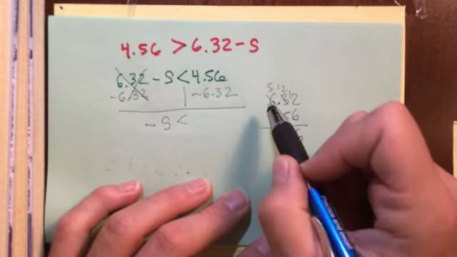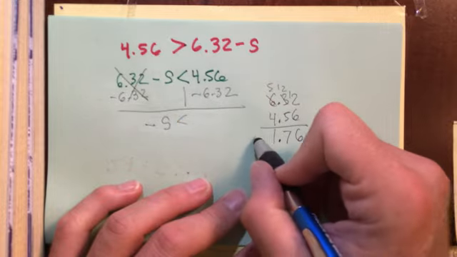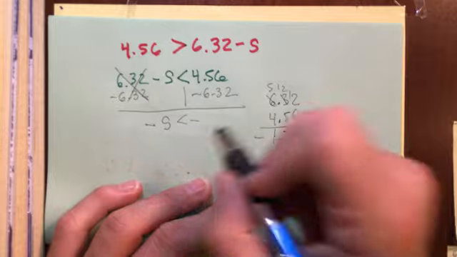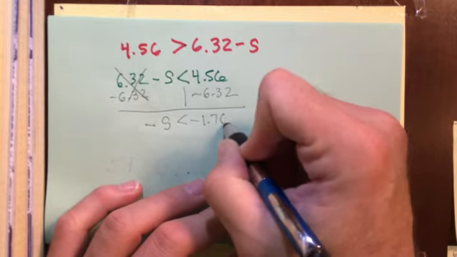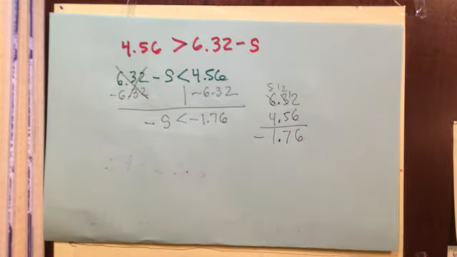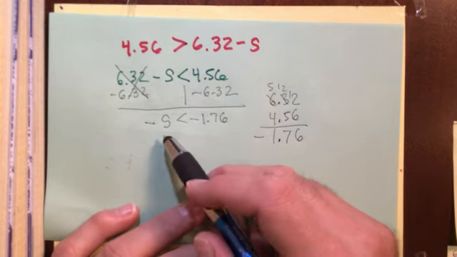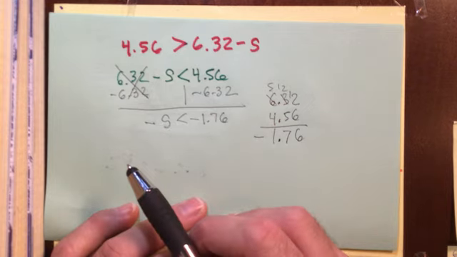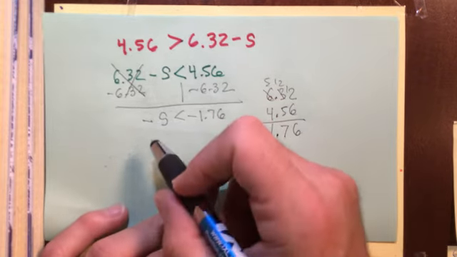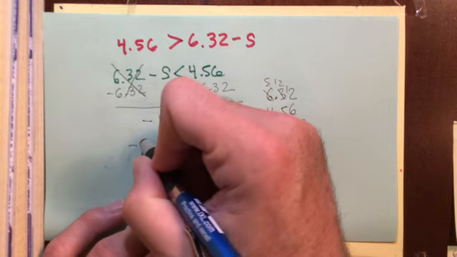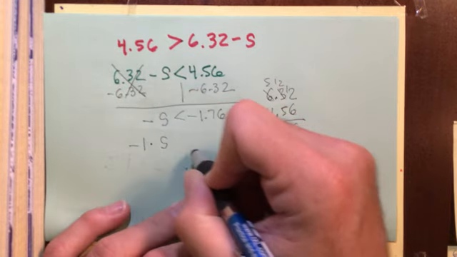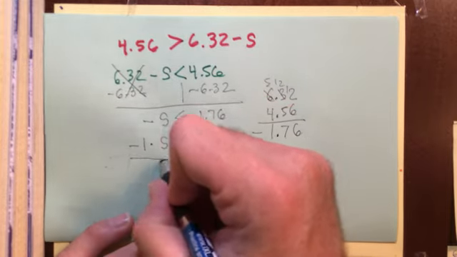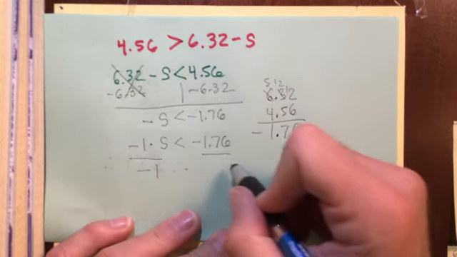But the bigger digit wins, so its symbol wins. It's going to be negative. So now I have negative S is less than negative 1.76, okay? So, how do I get rid of that negative? You know if you get rid of it on one side, you can get rid of it on the other, but you got to think of it like this. The way you get rid of a negative, you can think of that as negative 1 times S is less than negative 1.76. So I'm going to divide both sides by negative 1.